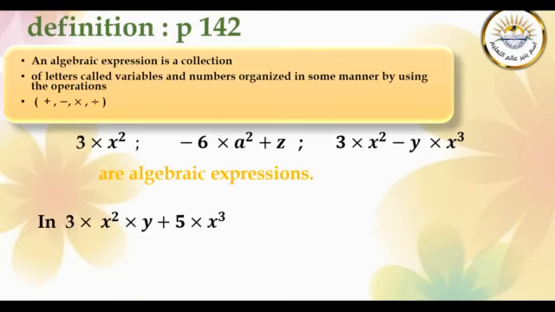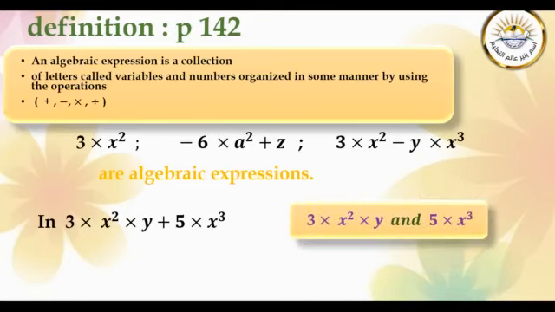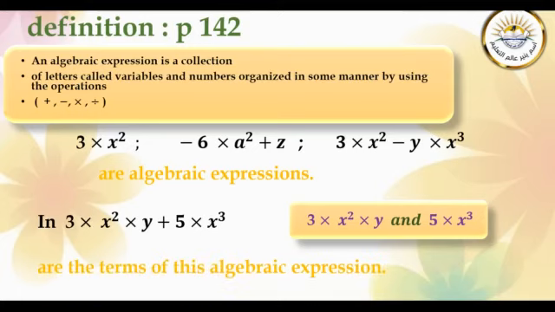In 3 times x squared times y plus 5 times x cubed, 3 times x squared times y and 5 times x cubed are the terms of this algebraic expression. So each term is separated from the other term by plus or minus only.